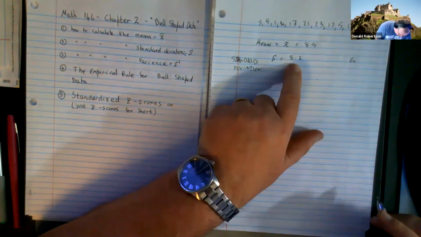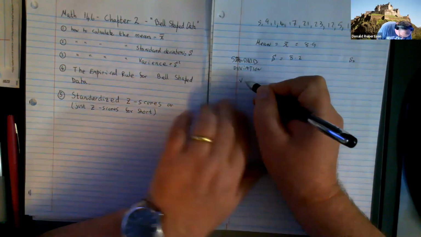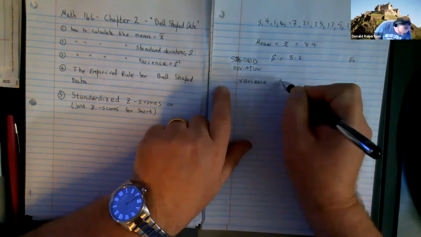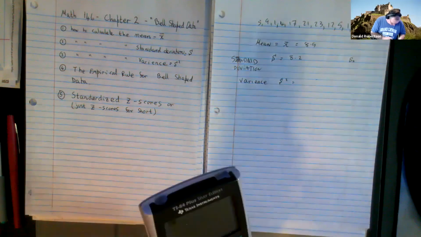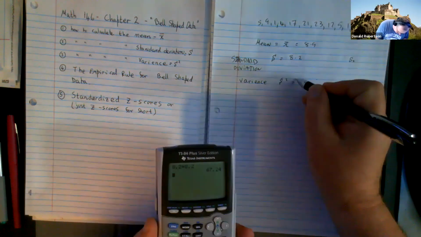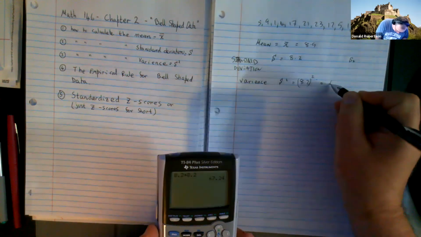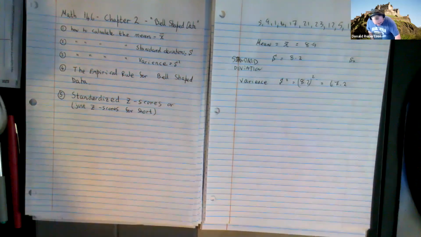We have 8.2. We got that. So who's this guy called variance? He's S squared. Funny name, until you know what he is. He's 8.2 times 8.2. So you just square that guy. And if we're sticking to the 1 decimal point rule, it rounds off to 67.2.